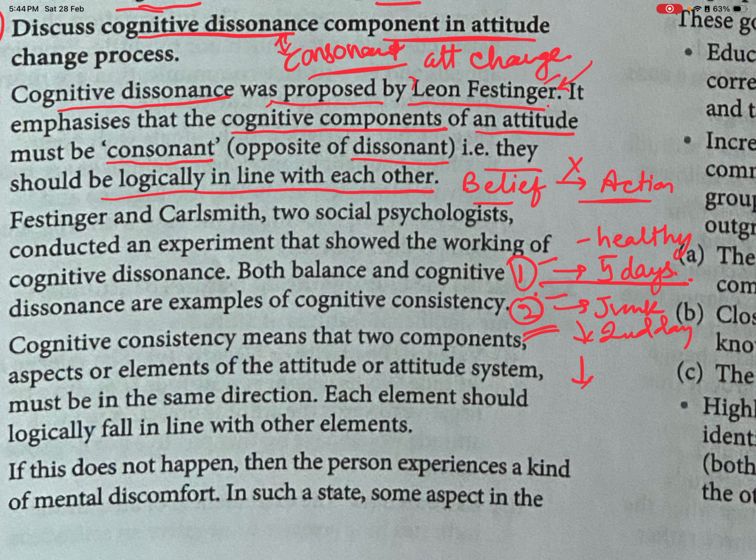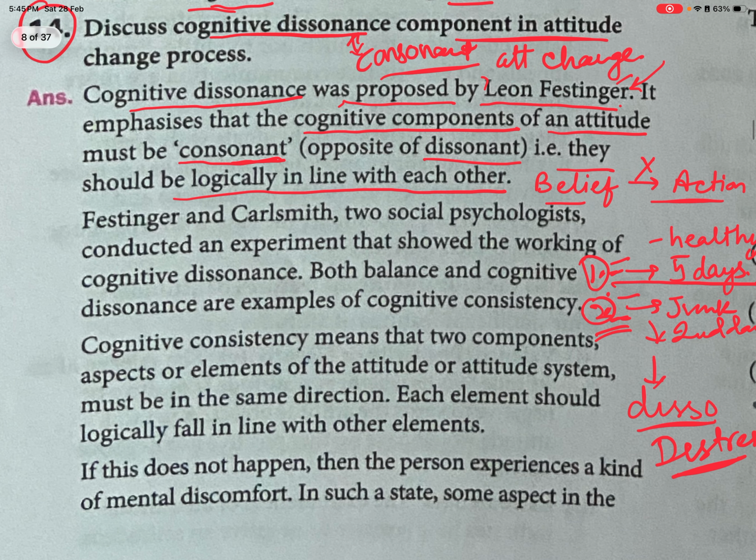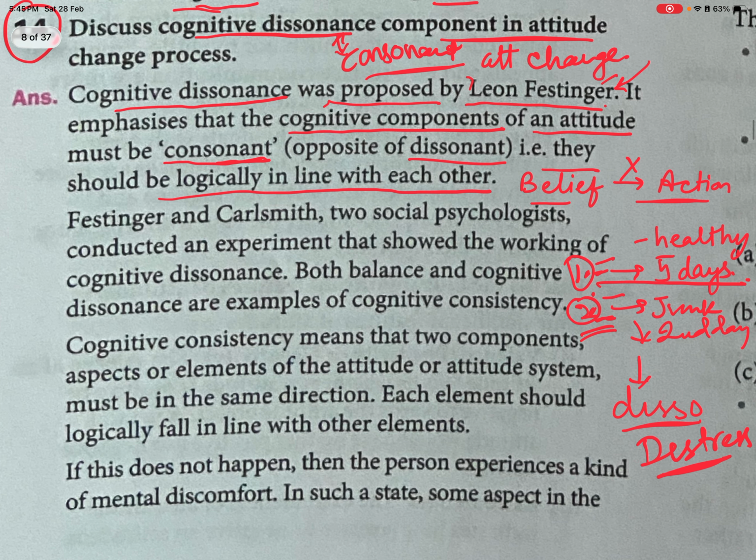So here this gives result to cognitive dissonance, right? Because cognition 1 is not in line with cognition 2. So what we have to do here is to bring in the consonant. So either you change this cognition or you change this cognition in order to bring in the balance, because eventually this also leads to distress. This leads to mental distress, and that is basically noticeable through your performance or through your imbalance in the attitude, right? So Festinger and Carl Smith, two social psychologists, conducted an experiment that showed the working of cognitive dissonance.